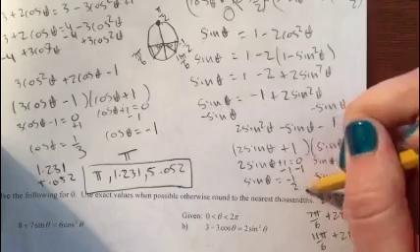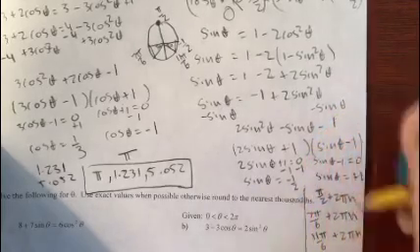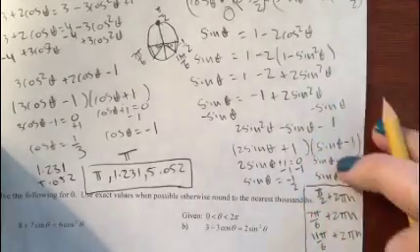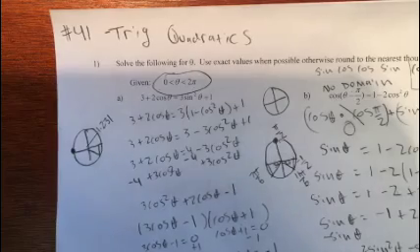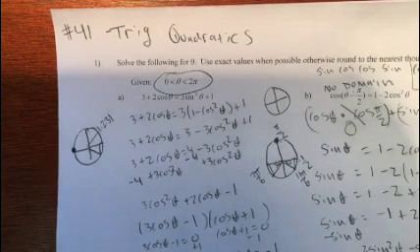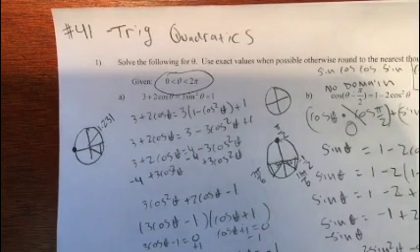Okay, then we're running out of room a little bit here, but here are the final answers. Pi over 2 plus 2 pi n, 7 pi over 6 plus 2 pi n, 11 pi over 6 plus 2 pi n. So by now I've gone through a few of these problems, and I hope this video has helped you understand trig quadratics better.